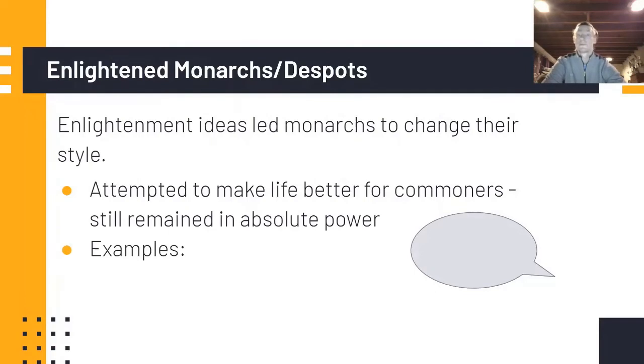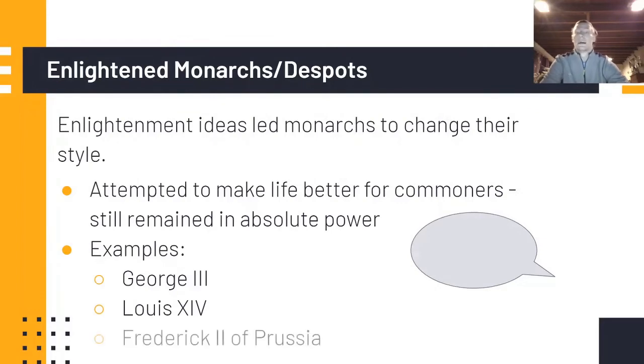Some examples of the enlightened monarchs, and we're going to look specifically at this tomorrow. We're going to have a gallery walk featuring these key figures, and we'll talk a lot about these people. The first one is George III of Britain. We have Louis XIV of France, who we're going to see fill this thought bubble to the right in a second. And then Frederick II of Prussia. There's more that we're going to look at tomorrow, such as Catherine the Great of Russia, but we'll get to that tomorrow in due time.